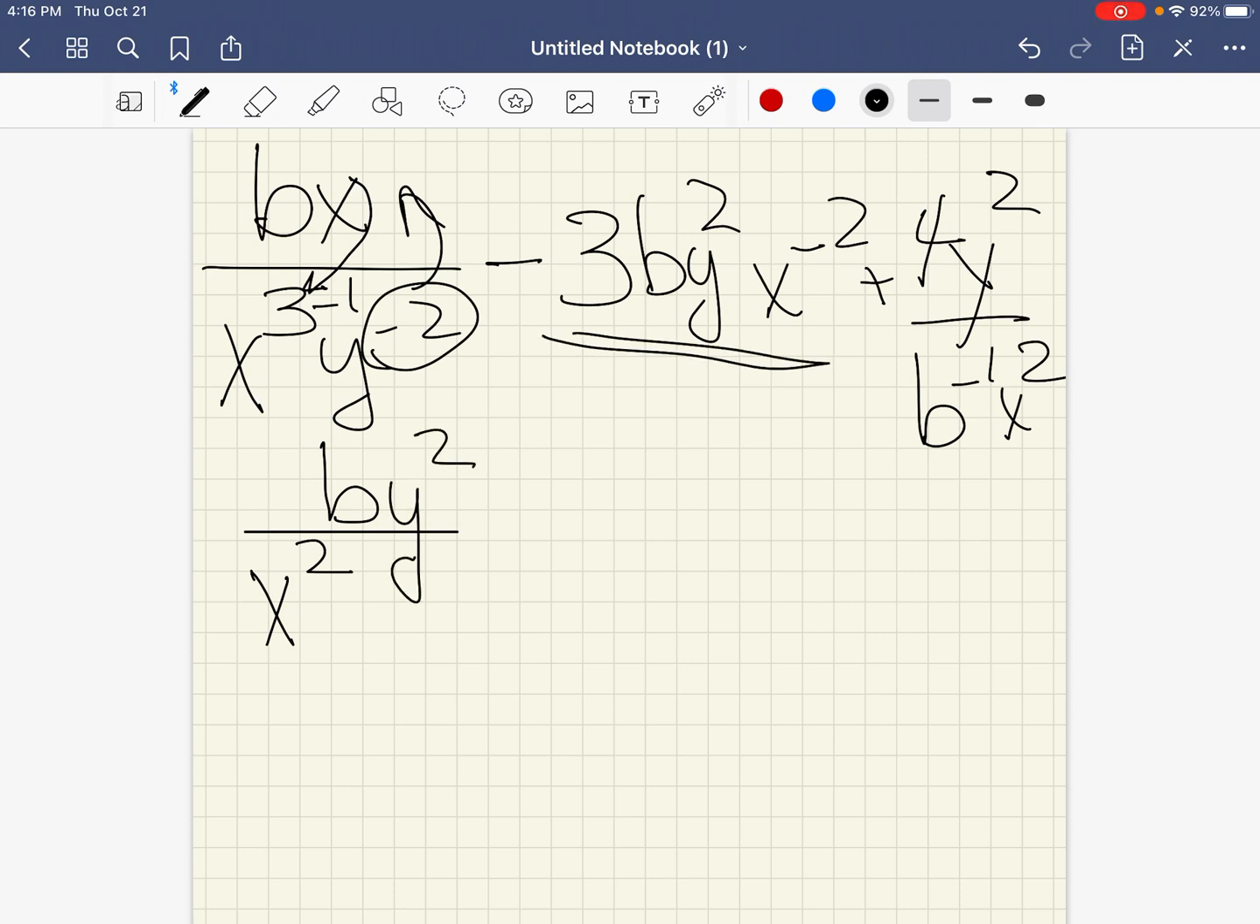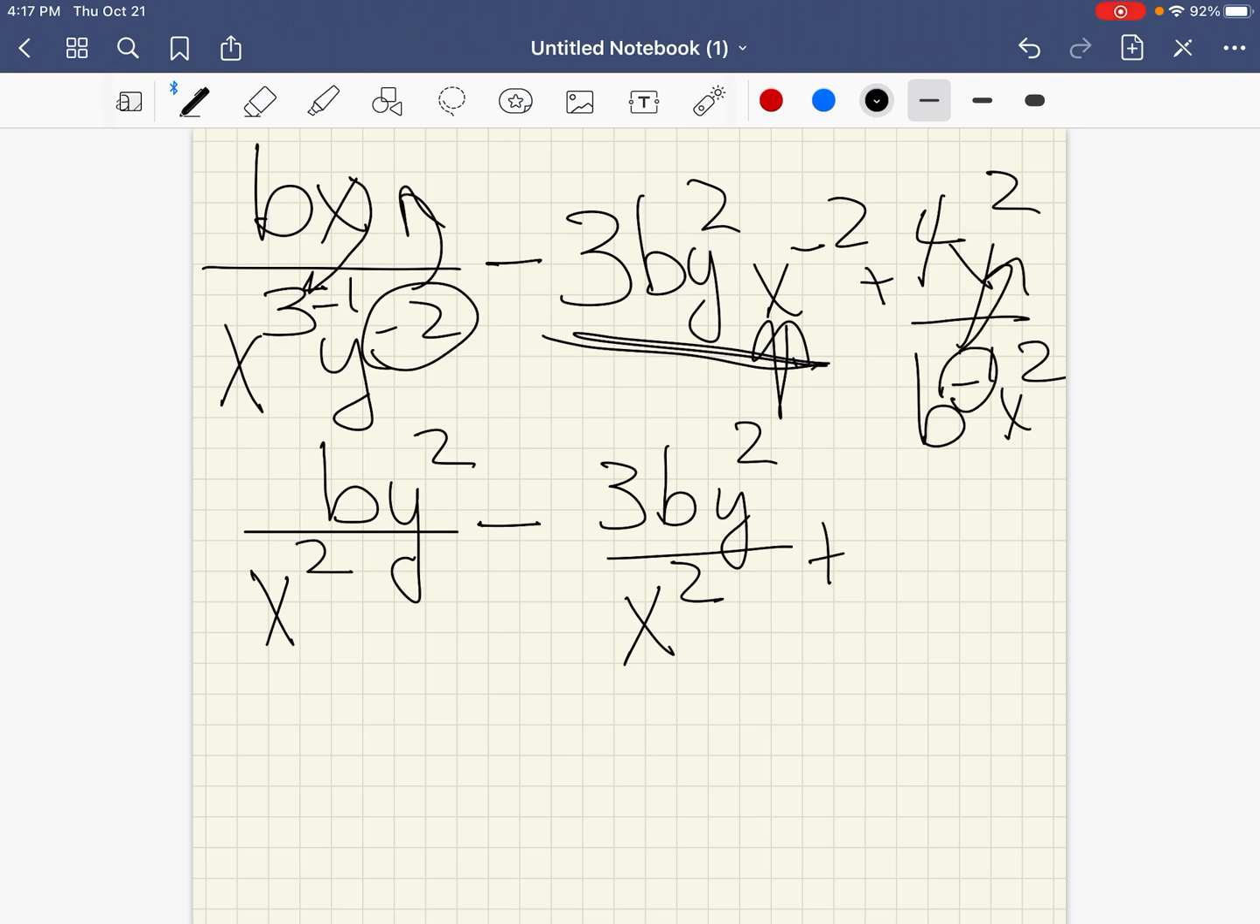Now on this one, the only thing that's negative is the x. So we leave the 3, the by squared, and we take the x to the denominator, so that becomes positive 2. And then on the last one, the only thing that needs to change is that b needs to go up. So that'll be 4by squared over x squared.